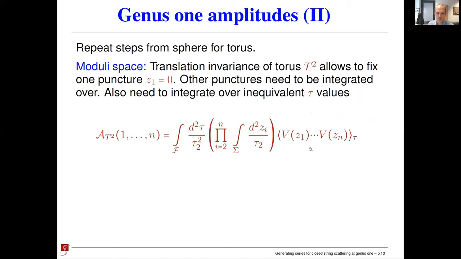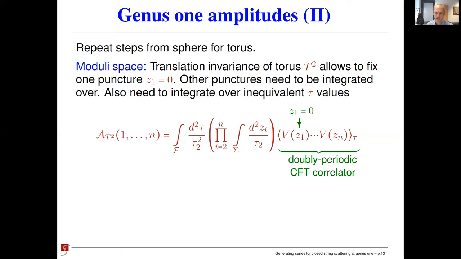Now, this is the formula that you get from what I was just saying. You compute the correlation function of these operators on the surface sigma, which I now label with tau. You use translation invariance to fix, for example, z1 to 0, but you have to integrate over all the other punctures from 2 to n. So you have to move all of these punctures over the surface and integrate over that. And then finally, you have to integrate over all the inequivalent tori, which is just this integral over the fundamental domain.